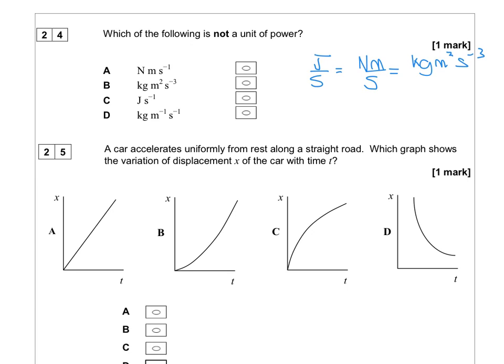So let's have a look at what we've got so far. Joules per second was one of the options, kilogram meter squared s to the minus 3 was one of the options, newton meters seconds to the minus 1 was one of the options, but this one most certainly wasn't, so this is the one that's not a unit of power. Essentially, this is all about just breaking down your units into base units, one of the skills that's required.